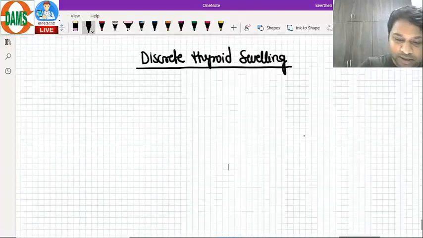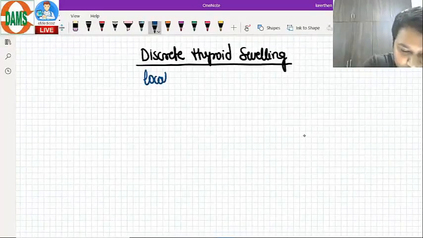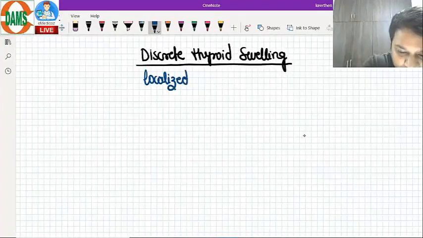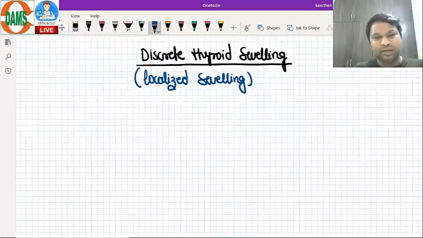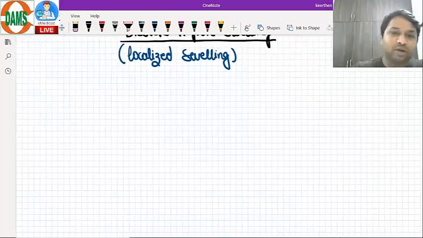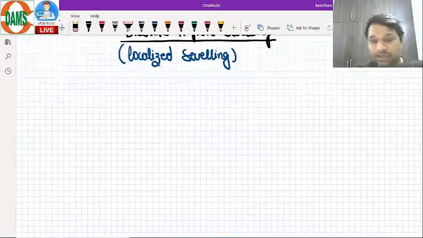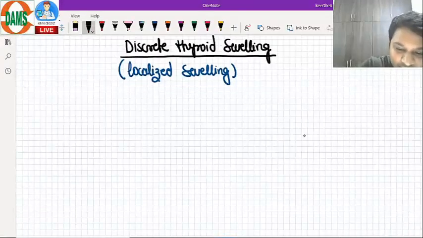So when we talk about discrete thyroid swellings, the word discrete also means localized swelling. Until now, we were talking about a generalized swelling. Goiter is the entire or generalized enlargement of the gland, whereas now we are going to concentrate only on localized swelling, right? So localized thyroid swellings can be divided into two types.